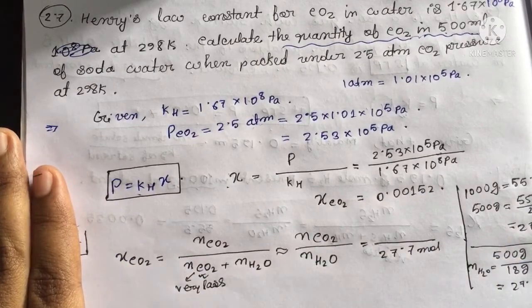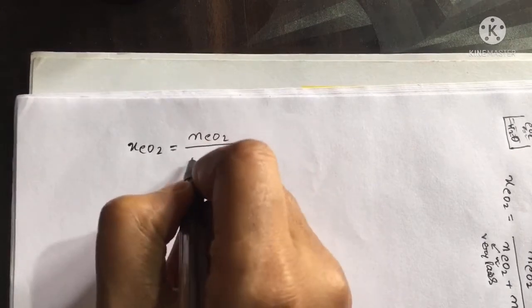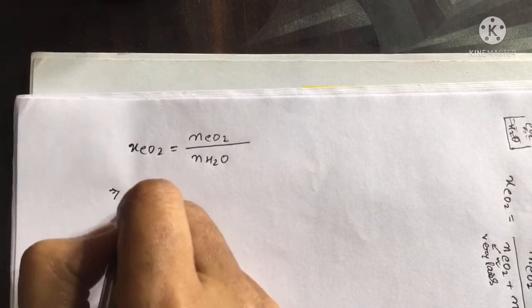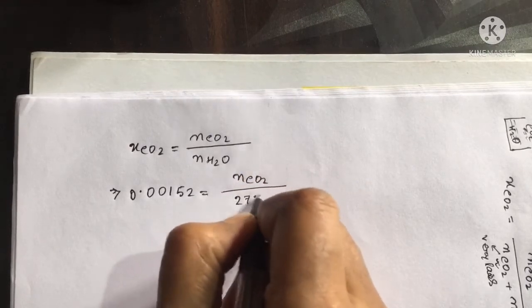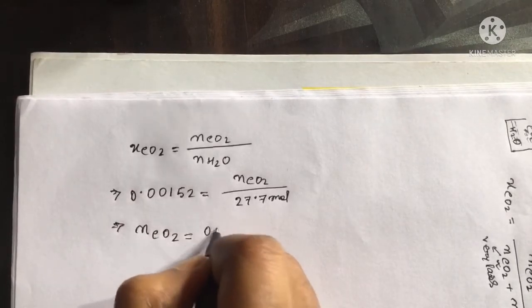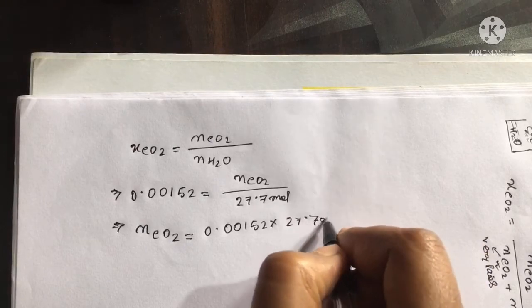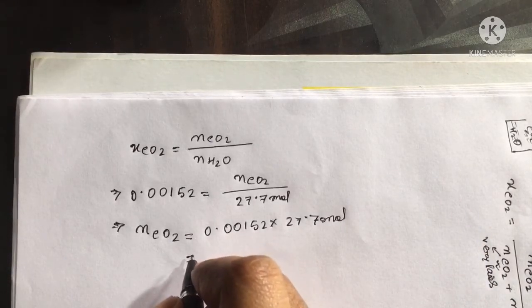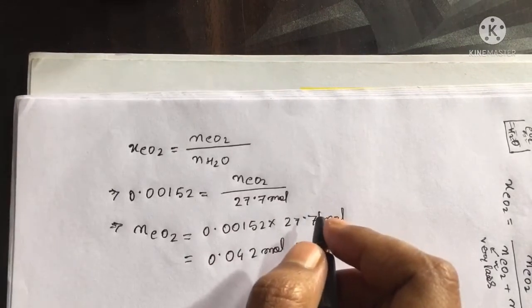And we know the value of x CO2 is n CO2 divided by n H2O. We got x CO2 as 0.00152, equal to n CO2 divided by n H2O, and the n H2O value is 27.7, which we already got. We have to calculate the moles of CO2, that means 0.00152 into 27.7 mole. If we multiply these two, we get the value around 0.042 mole.